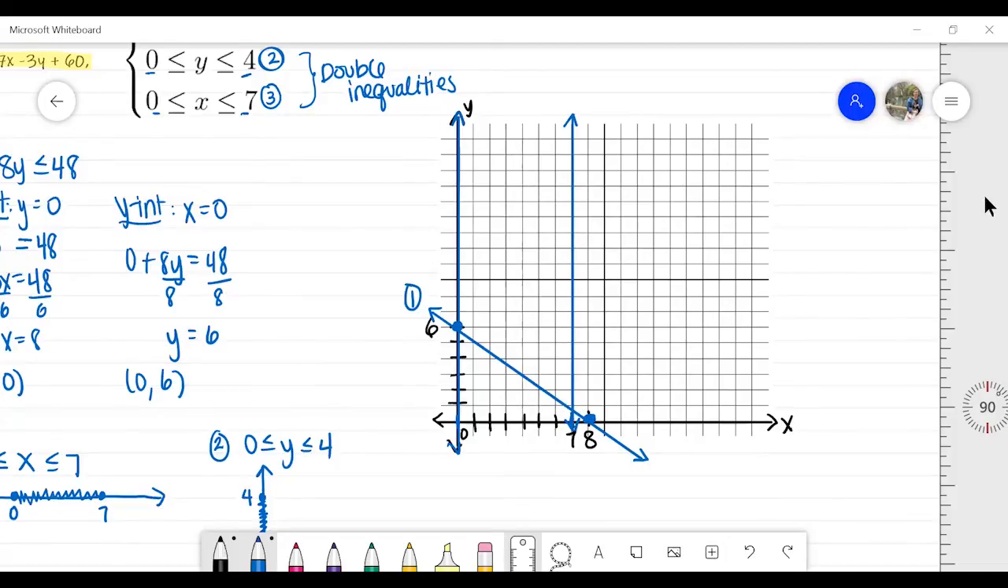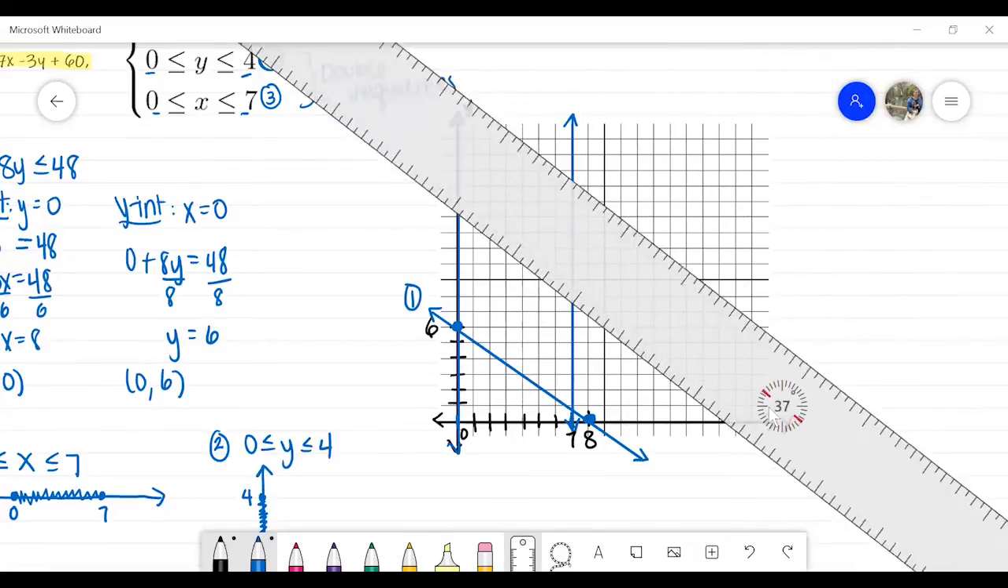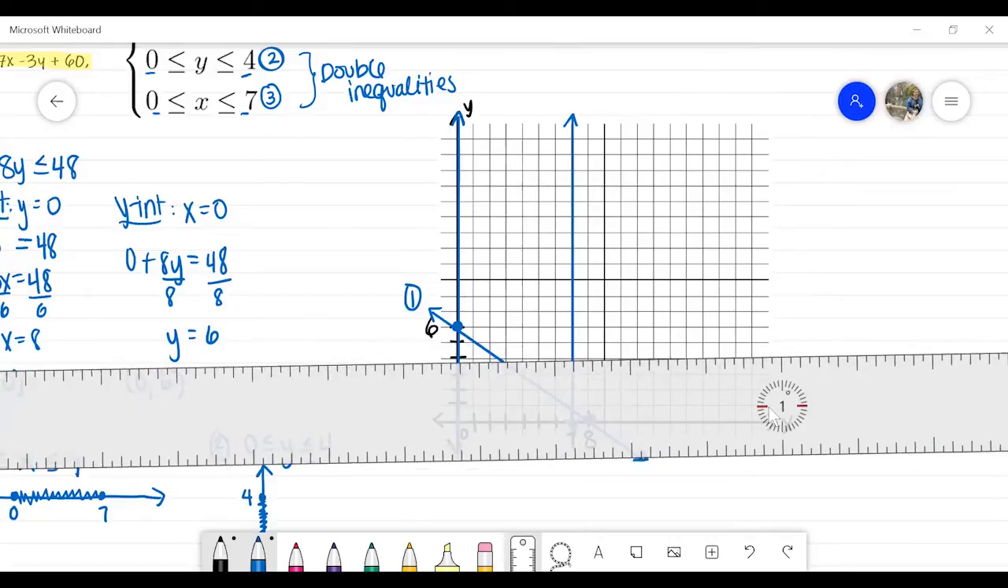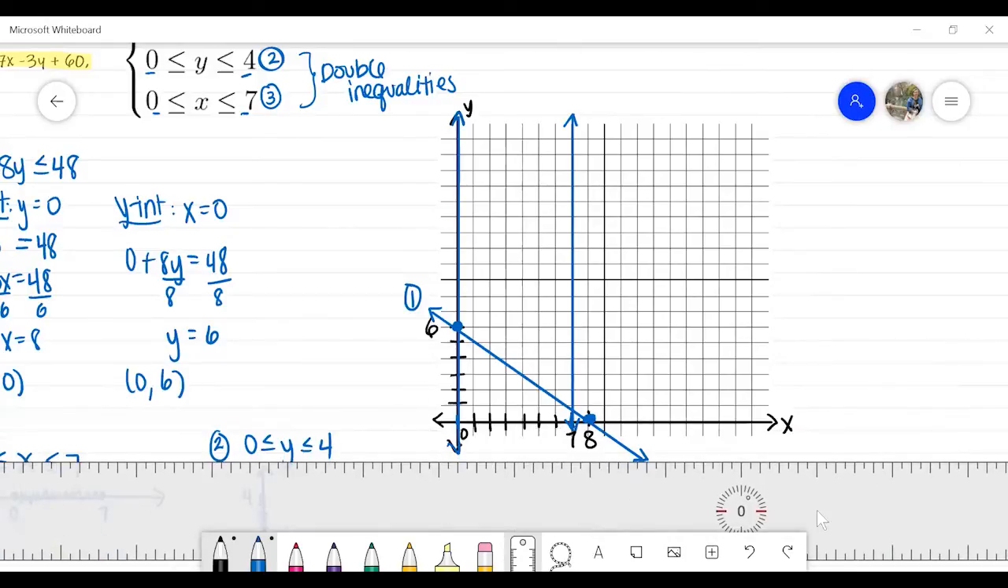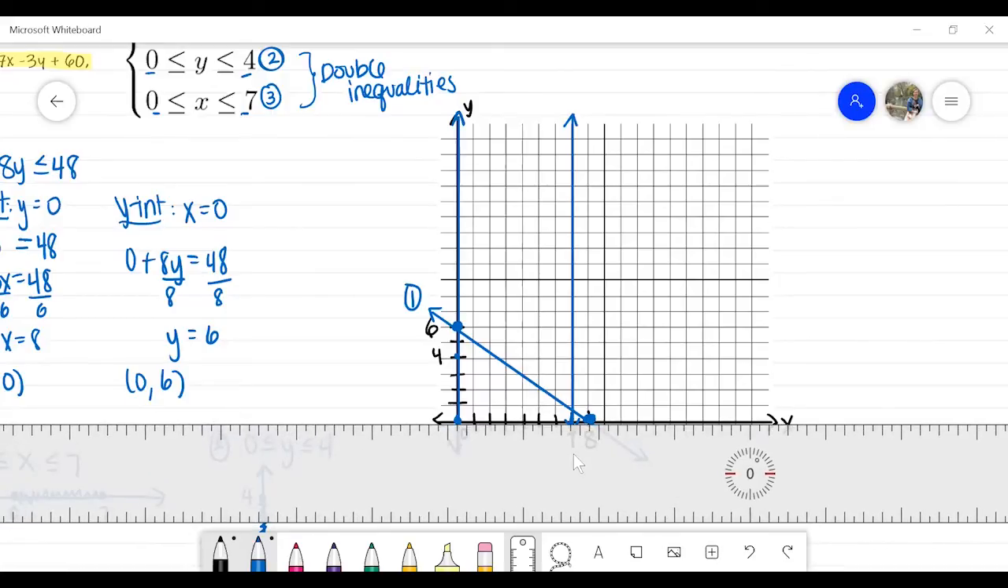Y has something similar, but this is going to be horizontal. They're going to be flat. And that's going to be between 0 and 4. So again, here is 0, 1, 2, 3. Here's 4, and label it as 4 right there. Okay. And with our ruler, we're going to draw lines that represent those as boundaries.